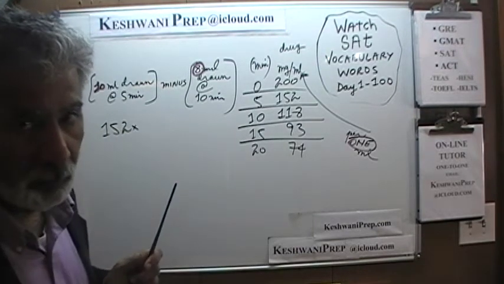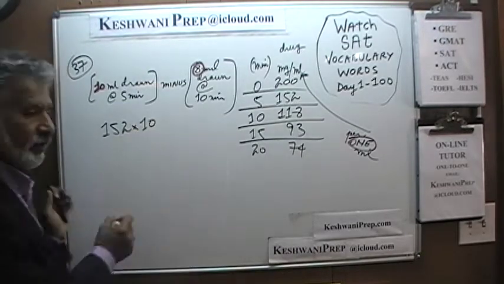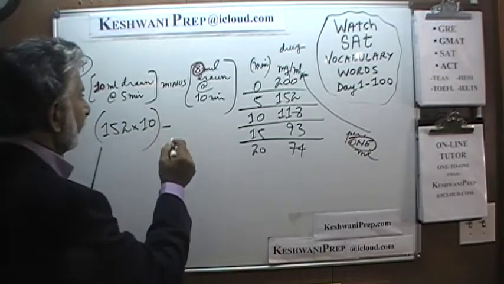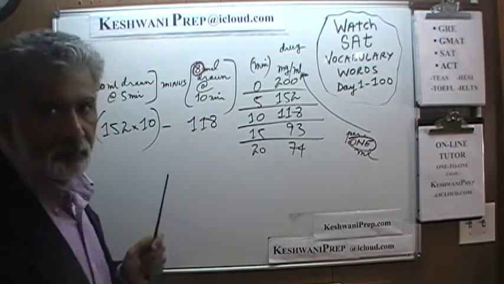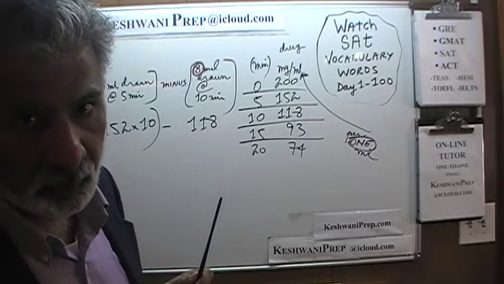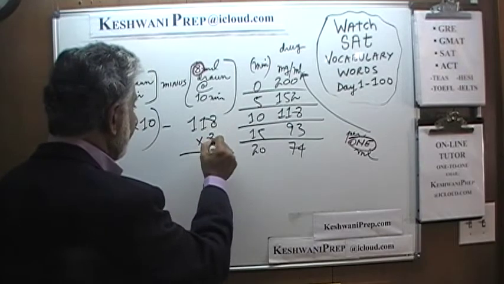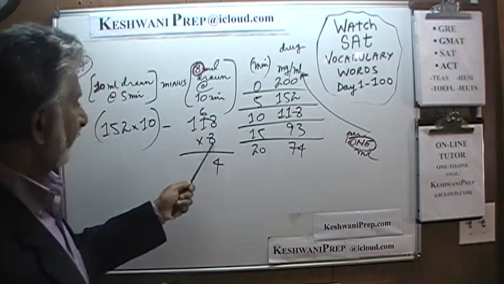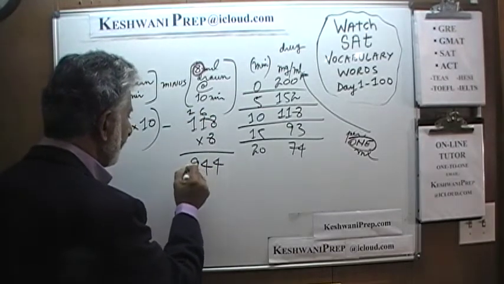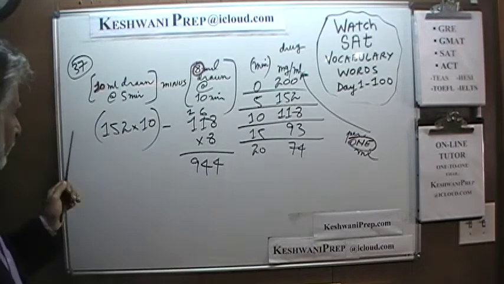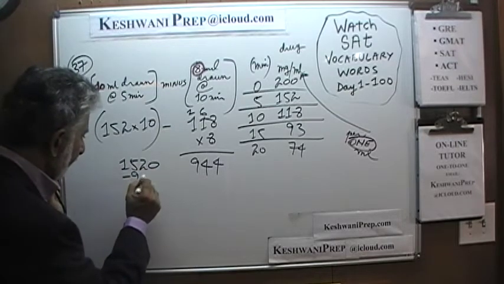But we're not drawing 1 milliliter of blood from the patient. We're drawing 10 milliliters. So it's 10 times the amount. Minus, here at 10 minutes, he has 118 milligram of drug per milliliter. And we are drawing 8 milliliters. So 8 times the amount. 8 times 8 is 64, 4 carry 6. 6 and 8 and 6 is 14. 4 carry 1 and 9. There you go. This is 944. This is simply 152 times 10, which is 1520, minus 944.